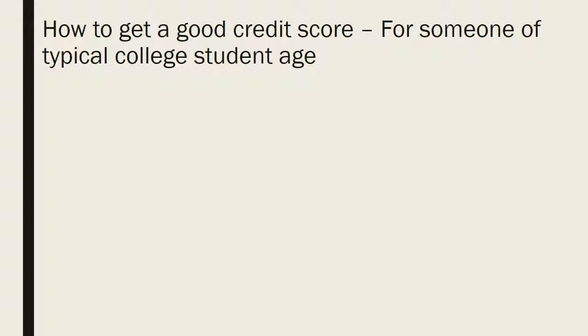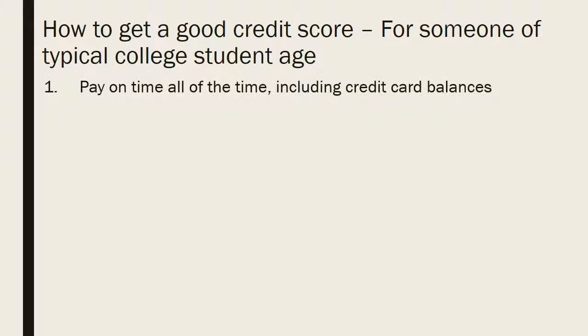So for the typical 20-year-old college student, how could you start to establish a decent credit score? Well, remember the number one most important thing, pay on time all of the time, including credit card balance. Number one, most important more than anything. So how do you do that? You don't buy stuff you can't afford. Going back to the very beginning of what we've covered.